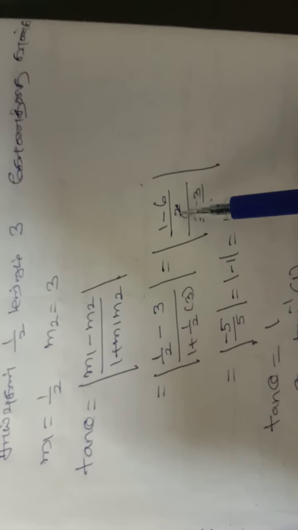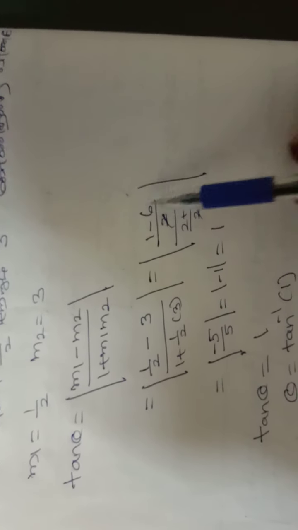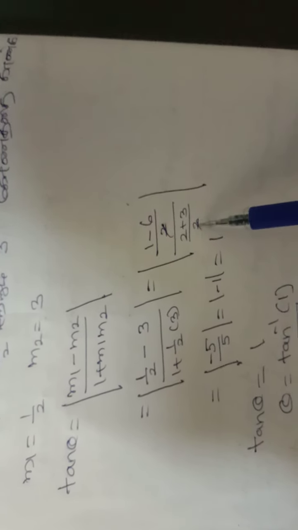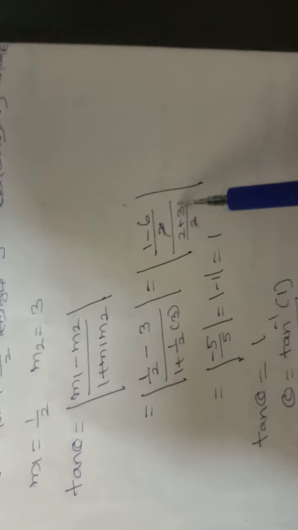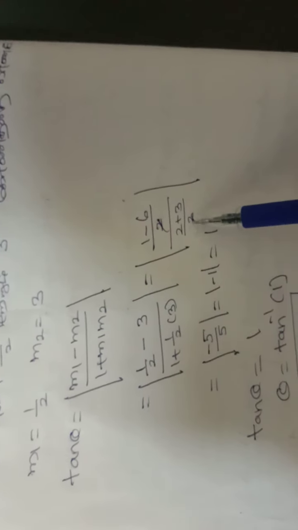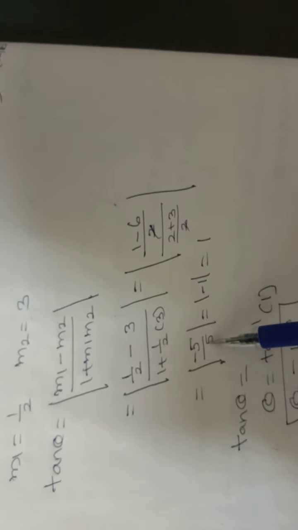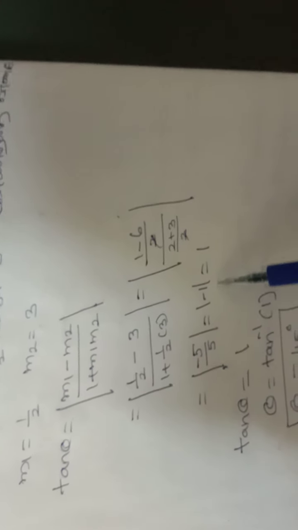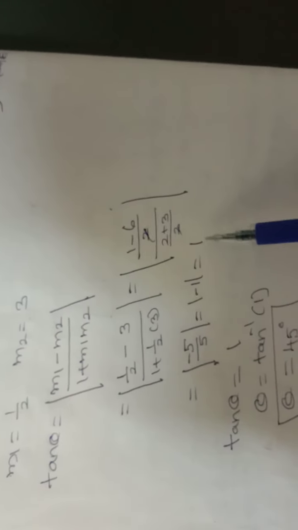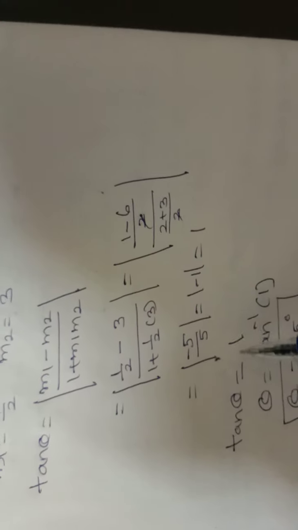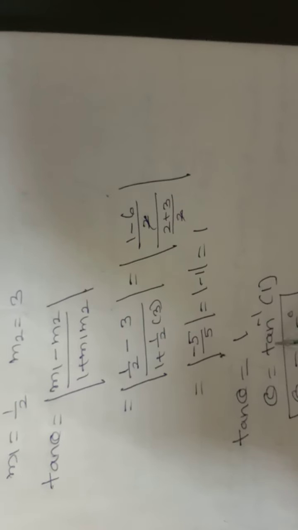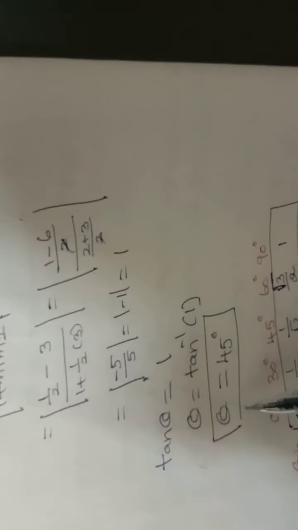Take LCM 2 here. So this is 1 minus 2 into 3, that is minus 6 in the numerator. Denominator also take LCM 2: 2 into 1, 2 plus 3. So 2 gets cancelled. This is minus 5 by 5, so you are getting minus 1. When you take modulus, it becomes 1. So tan theta is equal to 1. Theta equal to tan inverse of 1, then it is equal to 45.